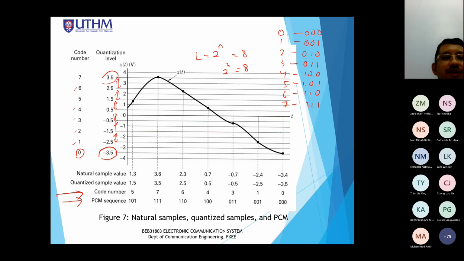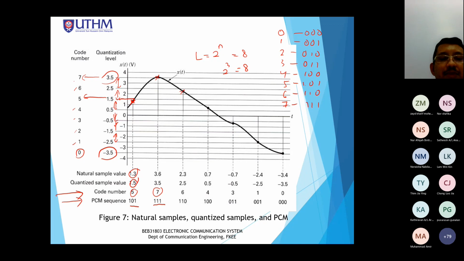The first sample is 1.3, rounded up to 1.5 during quantization. So 1.5 is assigned to code number 5 in decimal, which corresponds to 101. The second sample is 3.6, and we rounded it to 3.5 during quantization. So 3.5 is mapped to code number 7, which in binary is 111.